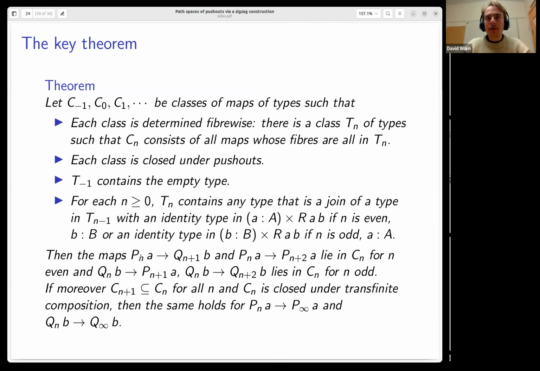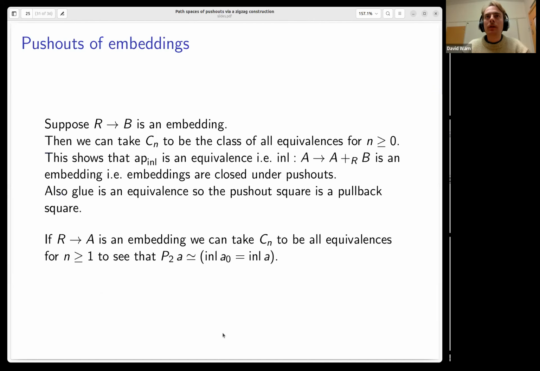Okay, and then the conclusion is that all these maps from Pn into Qn plus 1 or Pn plus 2 or P infinity lie in Cn. Well, for the last part, for the maps into P infinity, we need some extra condition about these classes being nested and closed under transfinite composition. So that's the very general theorem obtained from this construction, which we can instantiate with lots of different classes of maps to get interesting results. So now we're reaping the rewards.